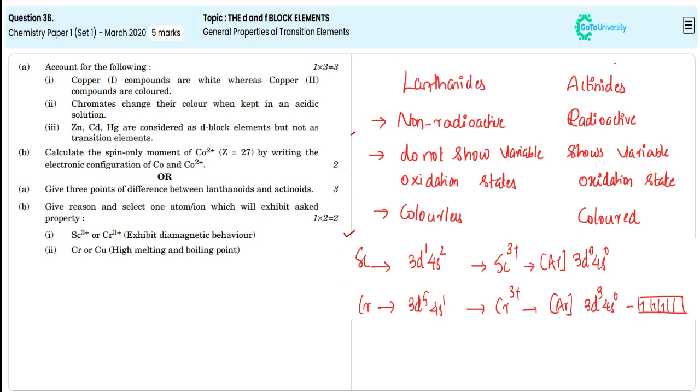Next one, chromium or copper, which one has higher melting and boiling point? We know that if you compare chromium and copper, chromium has a higher melting and boiling point because of the strong interatomic interaction between chromium atoms than that of copper. So the interatomic interaction is higher in chromium, means the metallic bonding is strong in chromium. That's why they have high melting and boiling point.